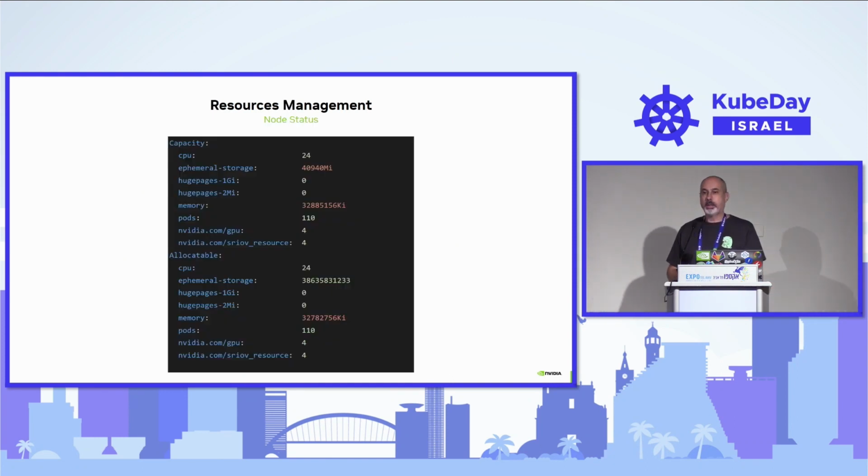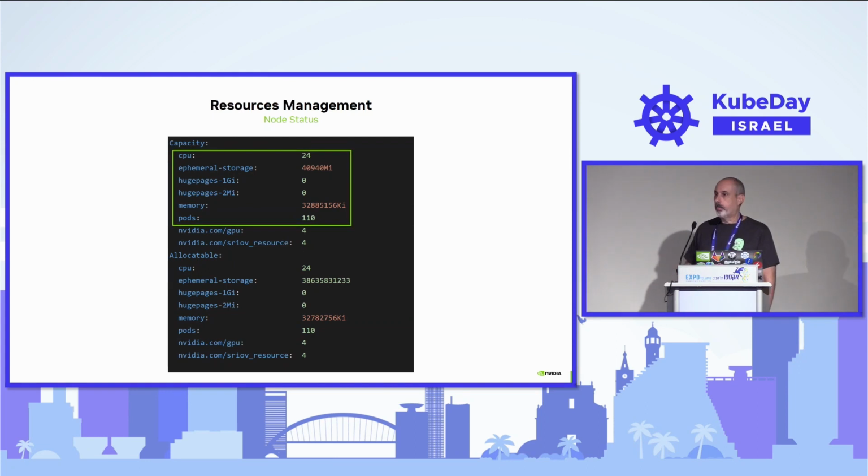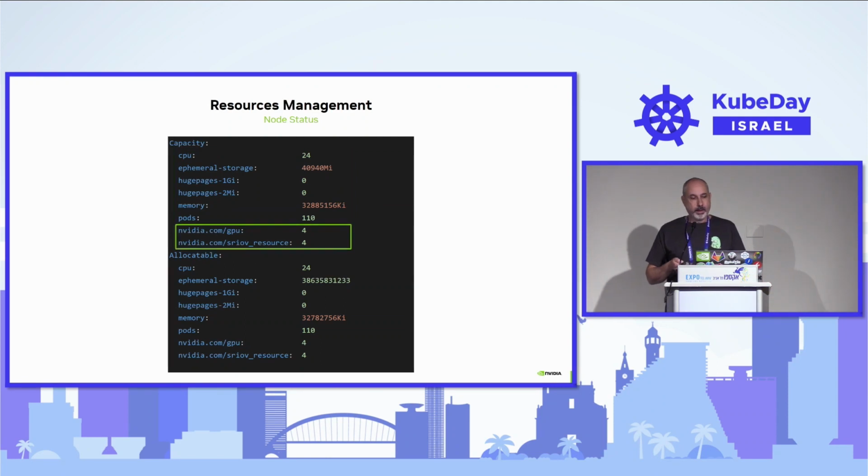Okay, so where do we see these resources? In the node status we actually have two sections. The first one is the capacity, the second one is the allocatable. The capacity is the whole pool of resources that we have on this specific node. And the allocatable is what is still available to schedule future workloads. Kubelet is in charge of reporting the node status, and it is also in charge of reporting the available resources. So you see in the first part what we can call the built-in resources, like CPU, huge pages, and memory. And in the second part, we have some examples of device plugin resources.